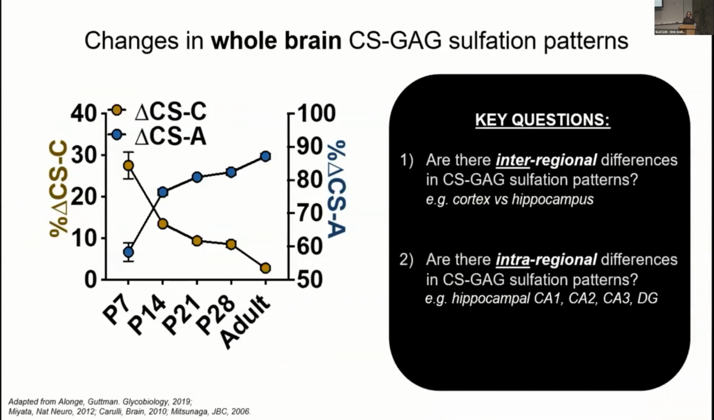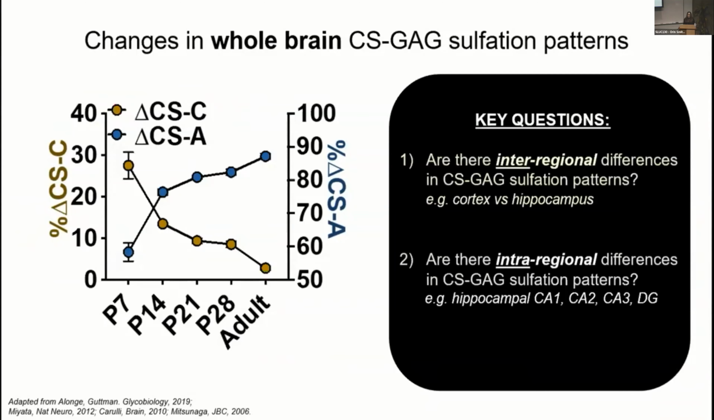But a lot of key questions remain when it comes to sulfation pattern changes in the brain. And that really comes down to, can we decipher these patterns on a more micro scale instead of the whole brain? For example, one question would be, are there interregional differences in the patterns? This would be an example of a gross anatomical difference between, let's say, the cortex and the hippocampus. A second question would be, are there intra-regional differences? And this would be differences within a singular region, such as the hippocampal CA1, 2, 3, and DG.